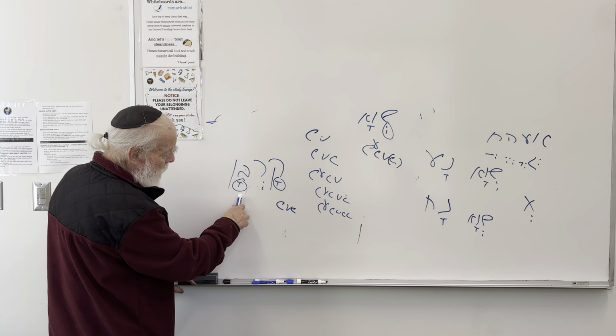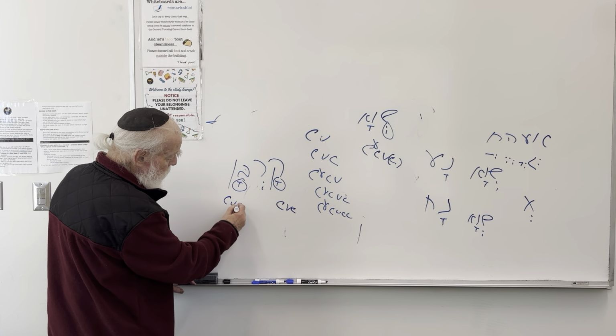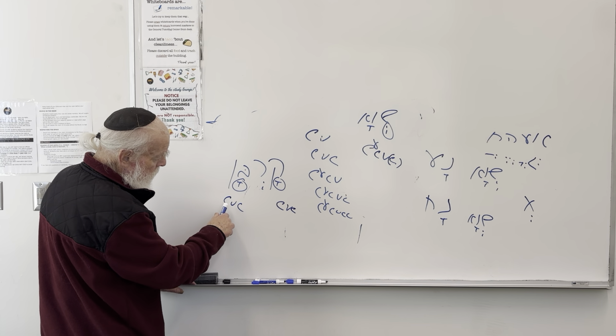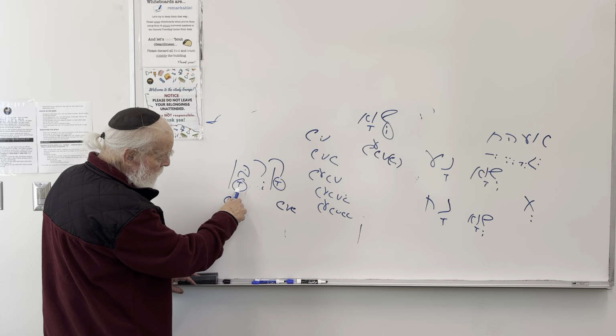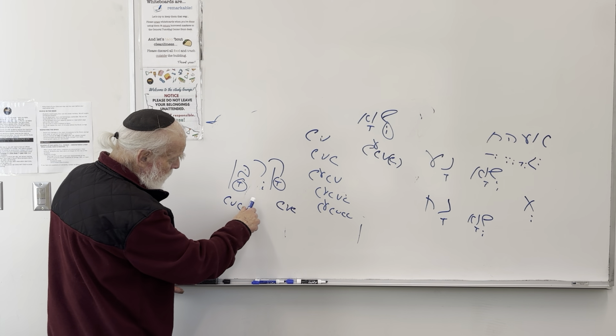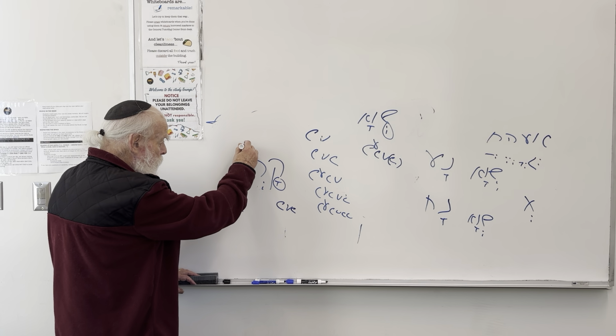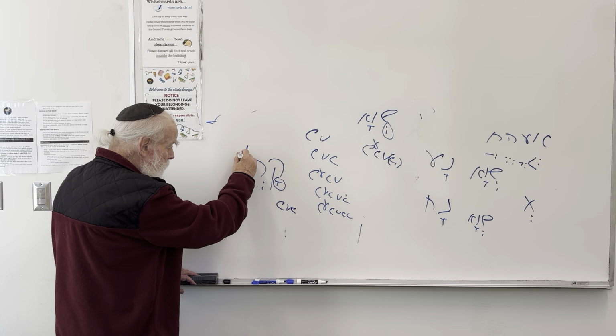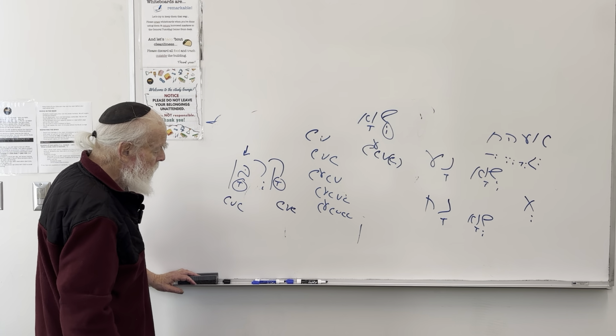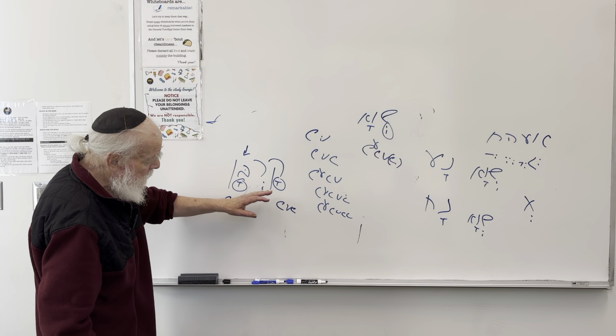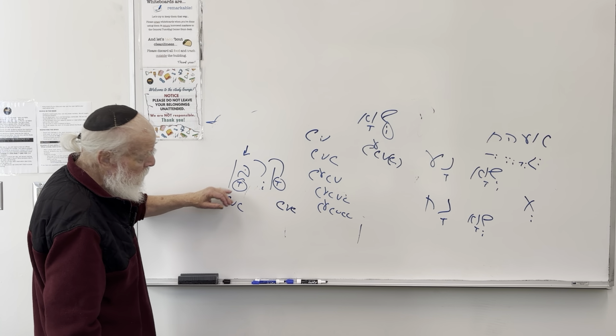Well, what about this one here? I've got a CVC with a final nun, and the kamatz looks identical to this one. So why is this one not also short? Because the Hebrew word has the accent traditionally on the last syllable. If the syllable were accented here and not here, then this would be a short kamatz.